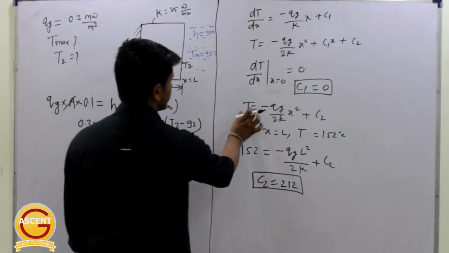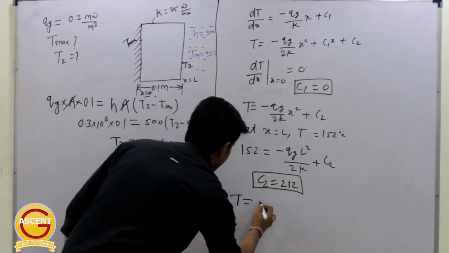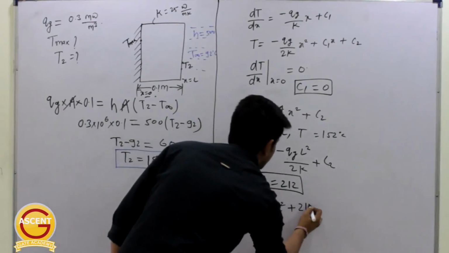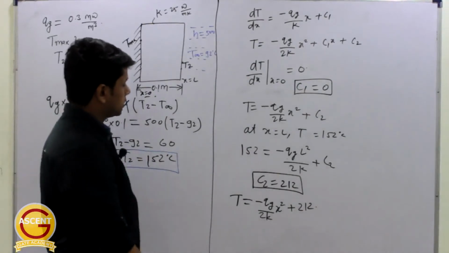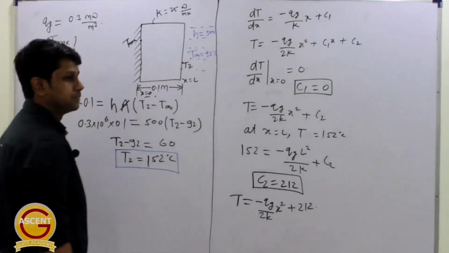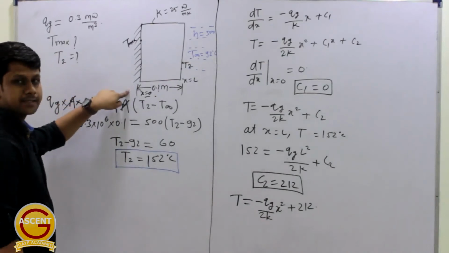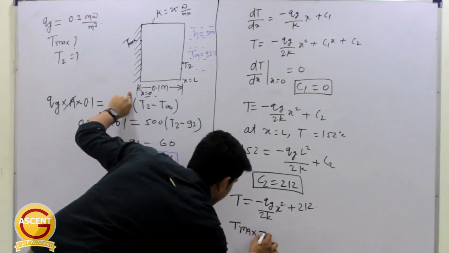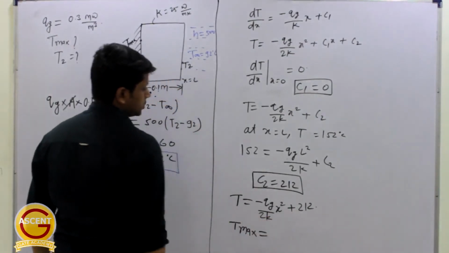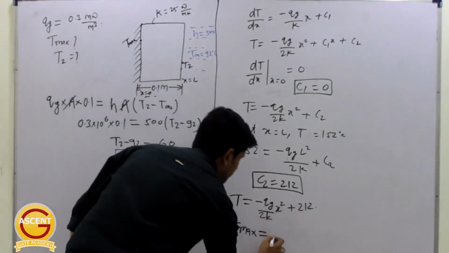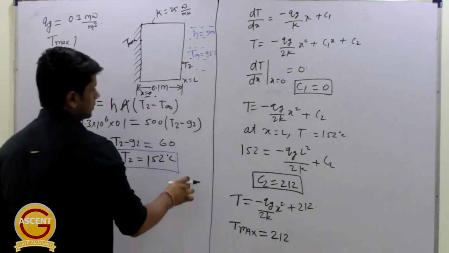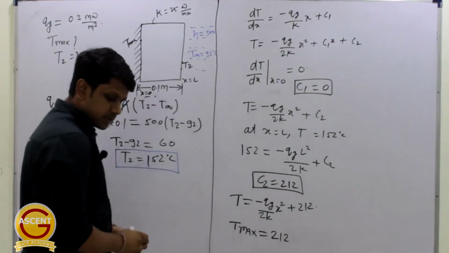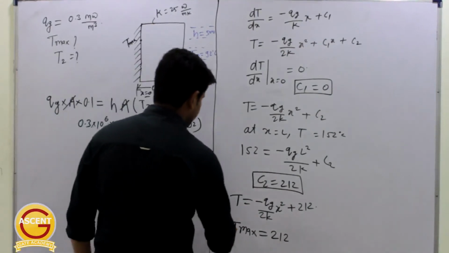Okay. So now this temperature profile will become T equal to minus qg by 2k into x square plus 212, correct. Now from this equation you can easily get the Tmax value. So at Tmax, what is the value of x? It is x equal to 0. So if you want to calculate this Tmax, in place of x you have to write 0. So this will be equal to just 212, or Tmax is equal to C2, where C2 value is 212, right. So this is our final answer.